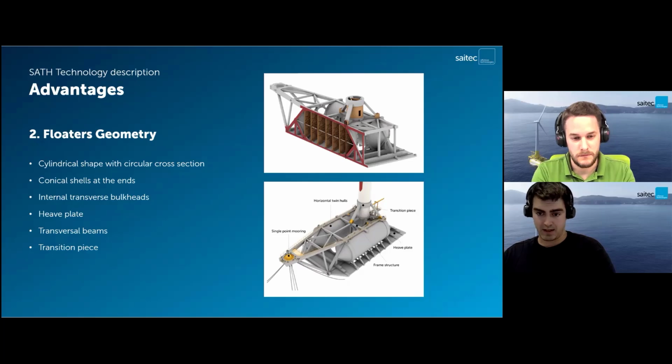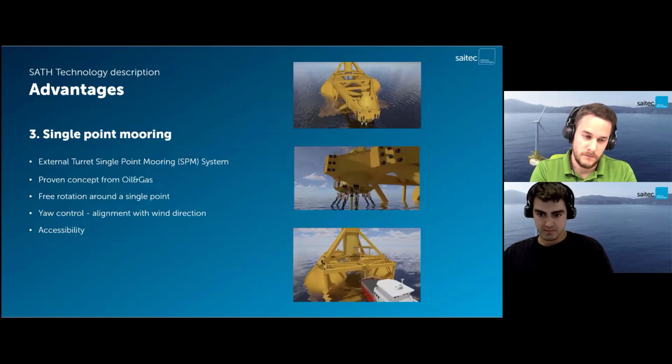And finally, we have the transition piece, which is the connection element between the platform and the tower that supports the turbine. Its design is quite project specific. Then we have the single point mooring, which is the mooring system chosen for the SATH technology. It's a proven and used concept that comes from the oil and gas industry.